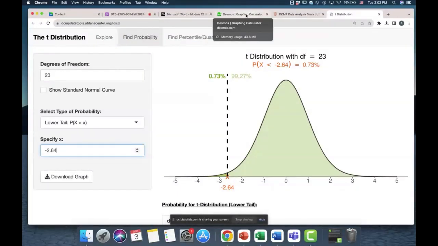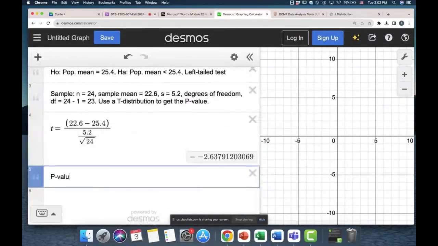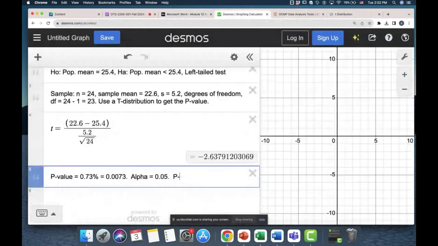So let's now wrap this up. So we have our p-value. The p-value is equal to 0.73%, which in decimal form would be 0.0073. Alpha is 0.05, and we can see that in the problem. It says at alpha equals 5%, is the executive's belief correct? So we're going to compare the p-value to alpha, and when we do that, we can see that the p-value is less than alpha.